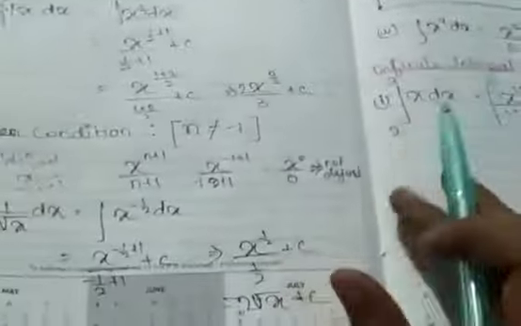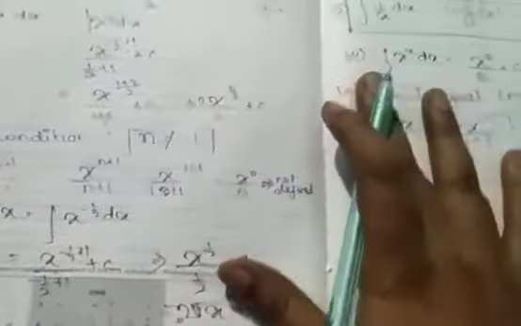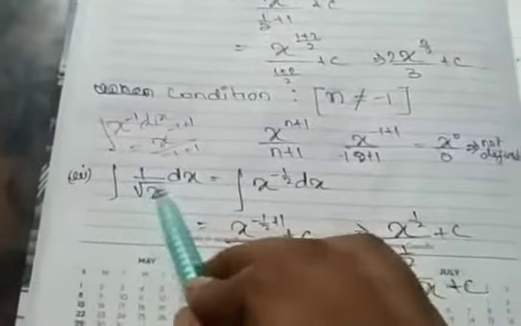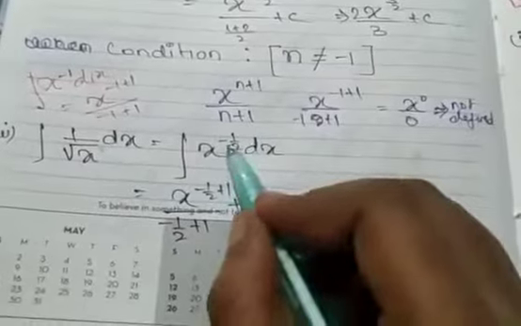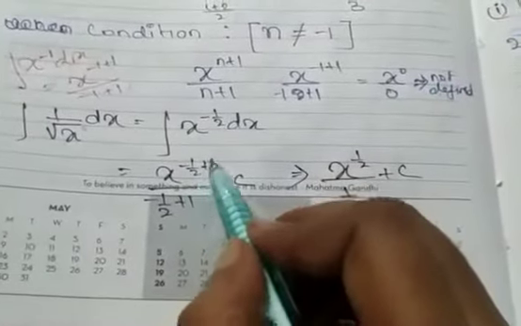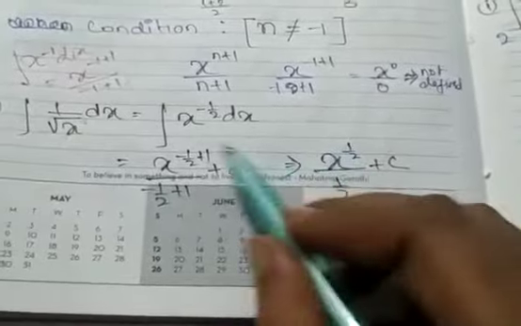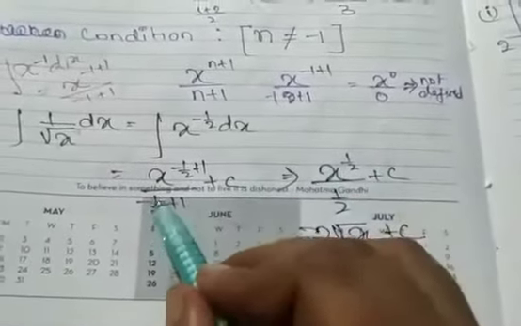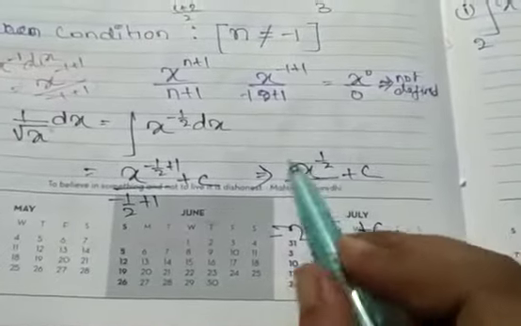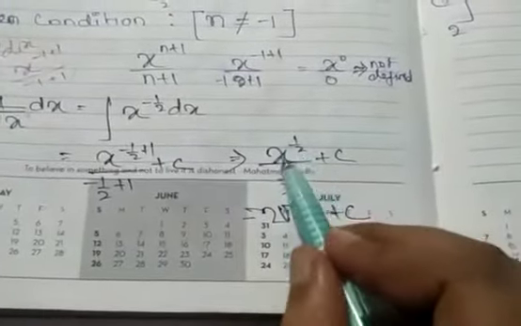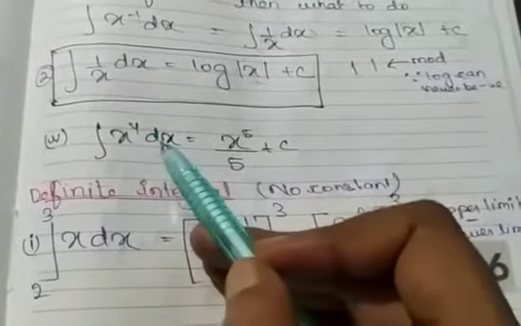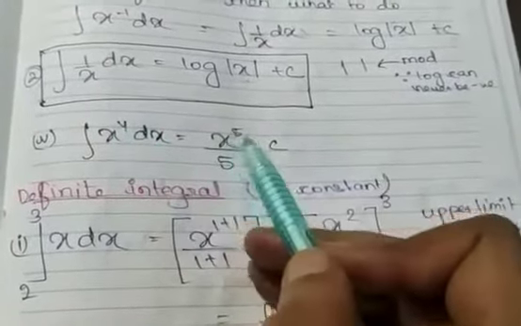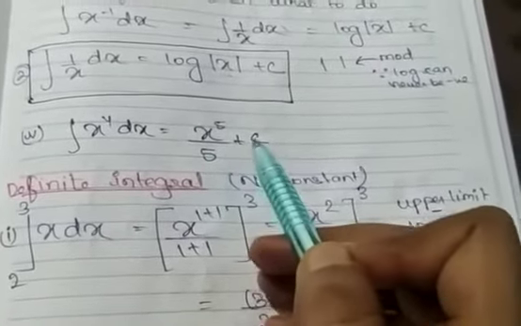Okay. Now suppose there is a question: 1 by root x, you have to integrate it. So x to the power half, this half will go up, so minus half. Again if you want to integrate it, minus half plus 1, minus half plus 1. Minus half plus 1 will give plus half, and here minus half plus 1 again half. So this 2 will go up, so 2, and x to the power half means root x. So the answer is 2 root x. Understood? If it is x to the power 4 dx, then x to the power 4 plus 1, that is 5, by 4 plus 1, that is 5, plus c. In this way we will do.